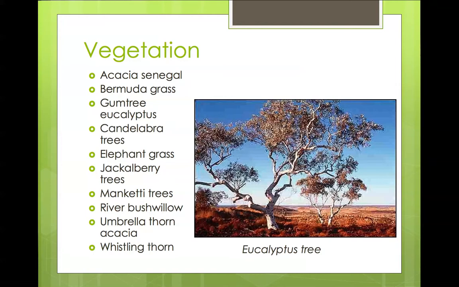Vegetation that is also included within the savanna biome includes Acacia senegal, Bermuda grass, gum tree eucalyptus, candelabra trees, elephant grass, jackalberry trees, manketti trees, river bush willow, umbrella thorn acacia, ouch, we don't want to get near that one, and the whistling thorn. The image beside this list is that of a eucalyptus tree.